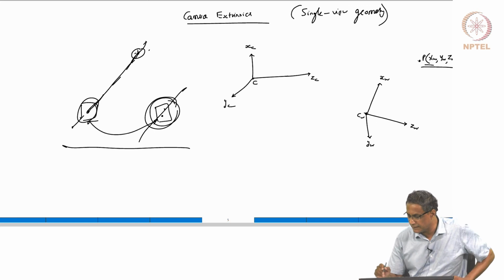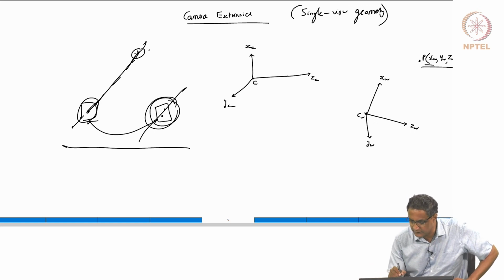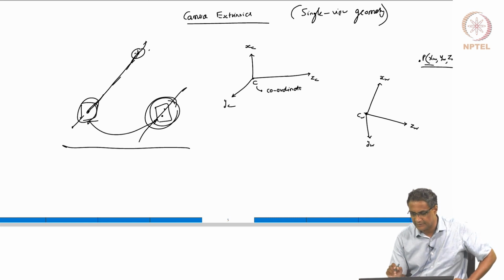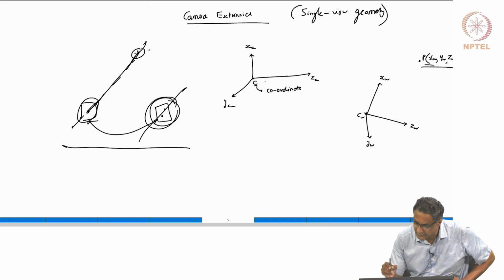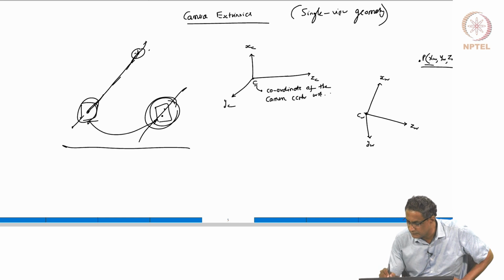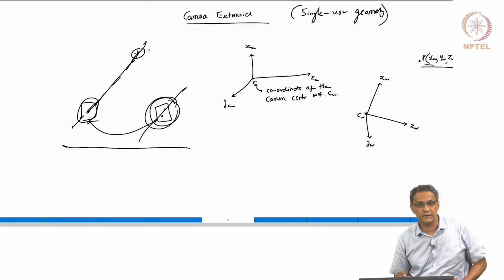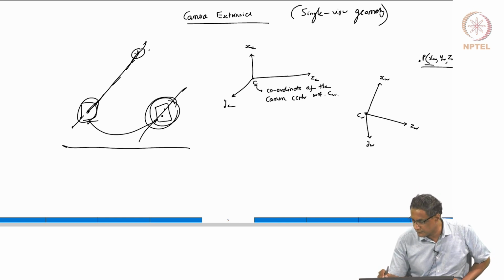Now I have this point P here. I have written that as C. Let us say that it is actually a vector. C is the coordinate of the camera center or the optical center with respect to CW, or with respect to the world coordinate system. So with respect to this coordinate system, this guy is at some C bar, and this point is here.